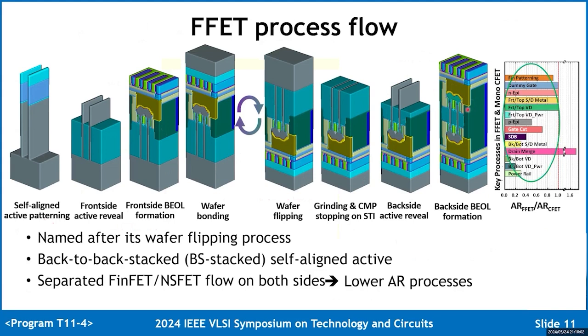Separated flow on both sides results in lower aspect ratio processes in the flip FET than in the monolithic CFET. Note that this picture just represents a schematic process flow. There are some other ways to solve those potential issues, such as the thermal budget. For example, we can flexibly combine wafer bonding and wafer flipping to solve these issues.